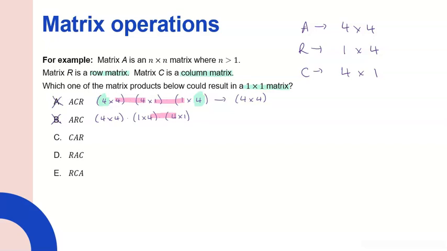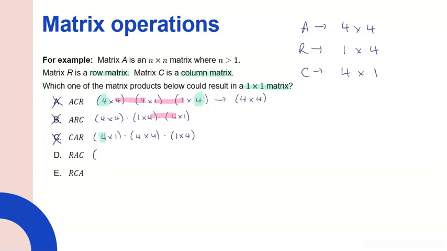C, so this time we're starting with matrix C is a 4 by 1. A is a 4 by 4. And R is a 1 by 4. So I already knew right at the beginning I wasn't going to get an answer because I didn't have a 1 to begin with. But also we can see we don't have a defined matrix in either of those multiplications. So C is not our answer.